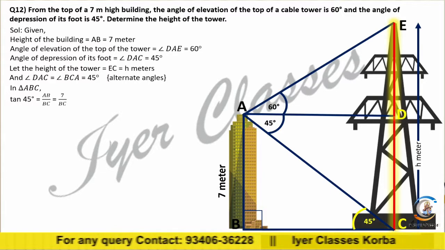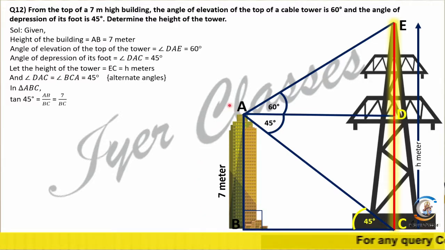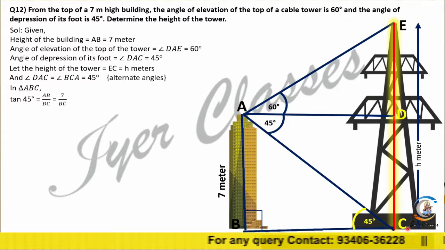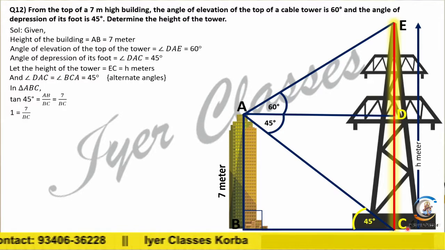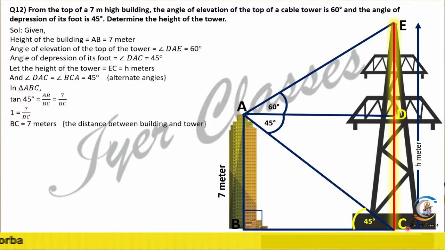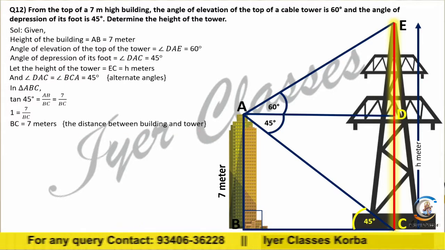It is tan 45. Tan 45 is equal to perpendicular by the base. Perpendicular is AB, base is BC. Put the values here: 7 divided by BC. We can easily calculate the value of BC, which comes out to be 7 meters on cross multiplication, and that is actually the distance between the building and the tower.